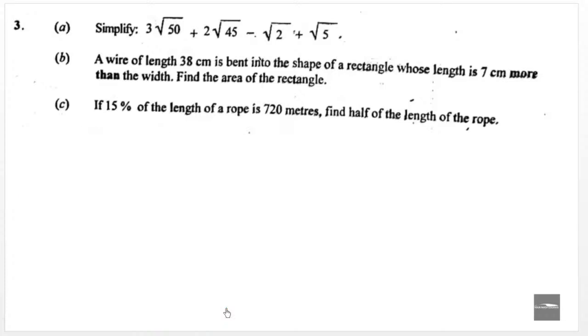Now let's take the B part. With the B part, we're told that a wire of length 38 centimeters is bent into the shape of a rectangle whose length is 7 centimeters more than the width. Find the area of the rectangle. So we have the rectangle like this. The length of the wire that is bent to form this rectangle is 38. It means the distance around this rectangle will be 38 centimeters.